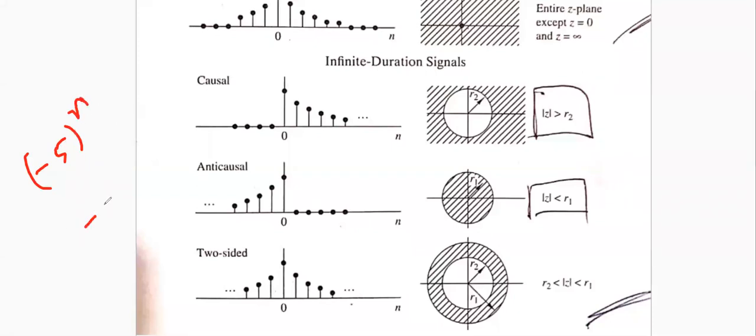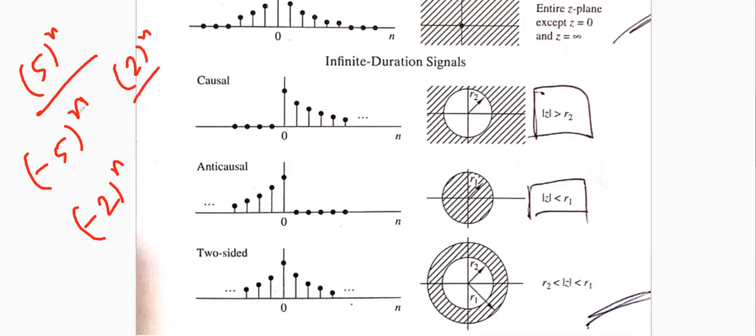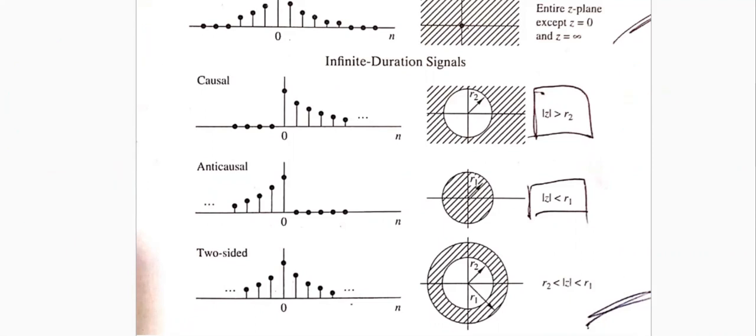If you have a -2 whole to the power n, that is not summable. Again, if we have 5 whole to the power n, that is not summable, and +2 to the power n, that is not summable. In both cases, if we have 5 plus or minus, the r should be more than 5, and that will be justified, whether this is a negative or positive.